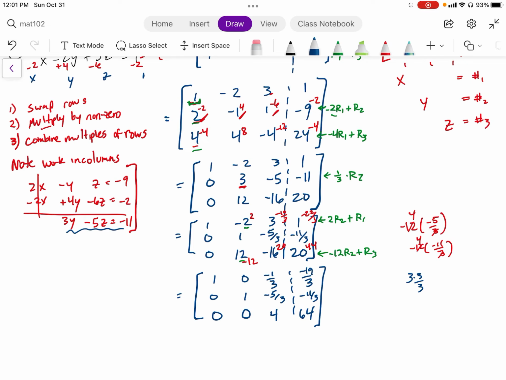All right. Recall our next goal, right? We're going for row 3. We want that 1 first. Work in columns, and I should even star that and say get the 1 first. So divide by 4 or multiply by 1/4.